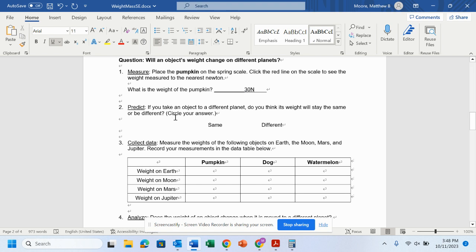Predict. If you take an object to a different planet, do you think its weight will stay the same or be different? Mass stays the same, but weight always changes depending on the gravity. So it's going to be different.